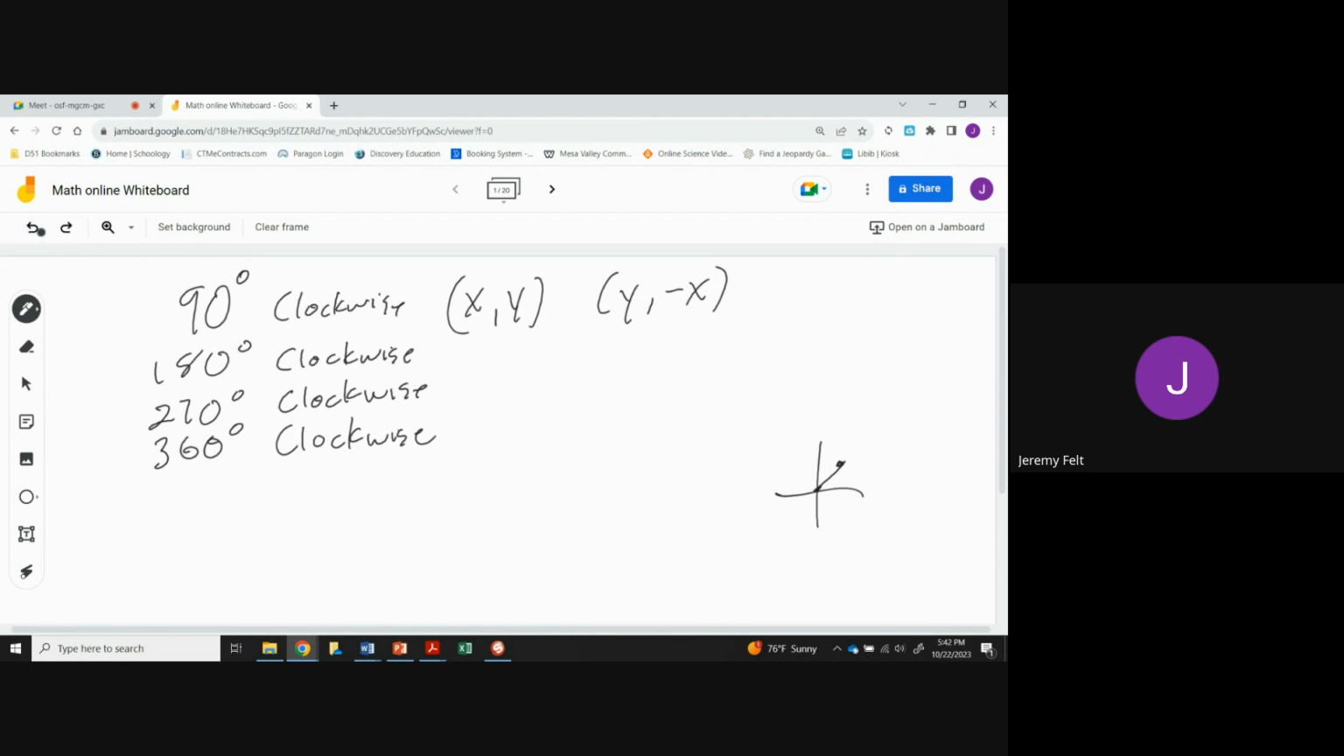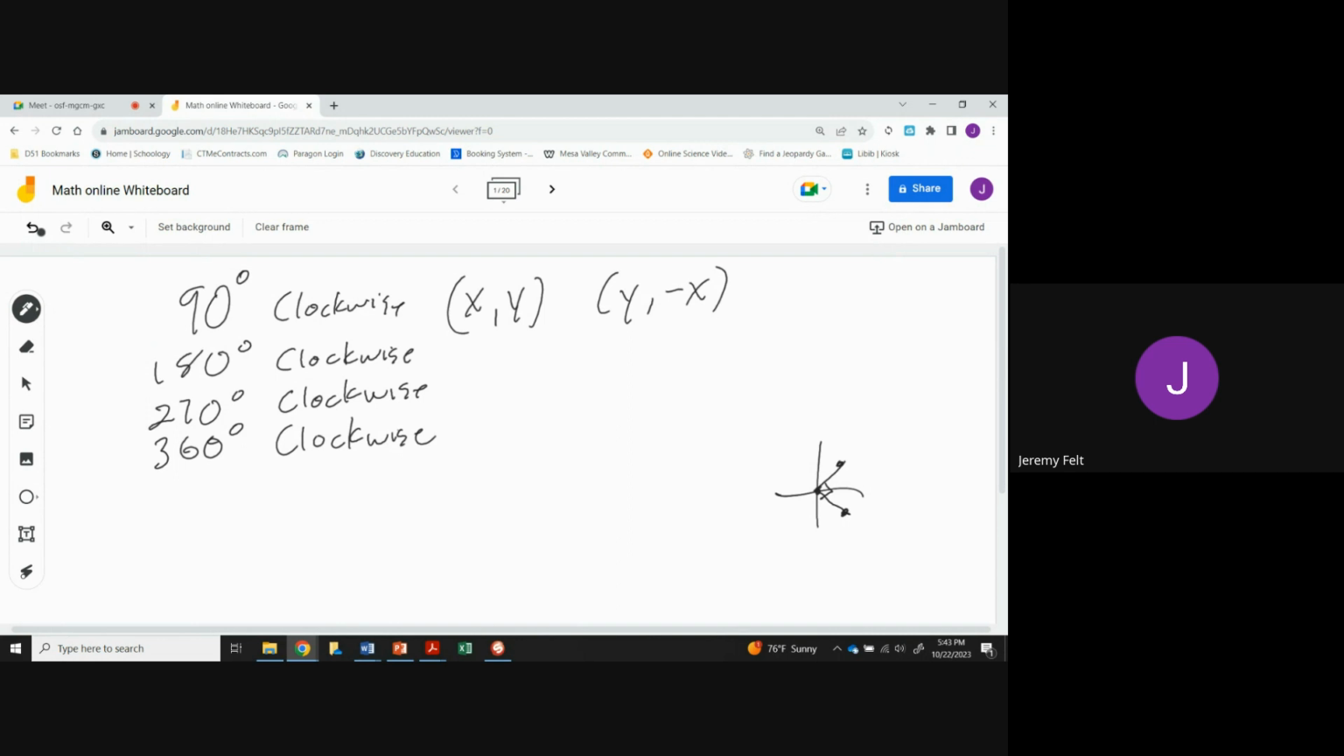So this was our original point. We're rotating about the origin. So this is our pivot point, so to speak. We're rotating 90 degrees, and we're going to end up here. When we do that, we know this rule applies. X and Y becomes Y, negative X. Whatever X was, if it's positive, it's negative. If it's negative, it's positive.